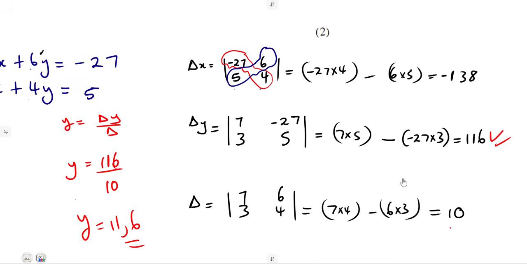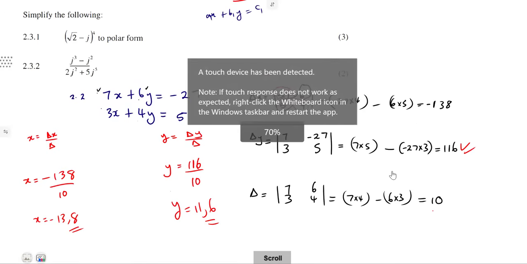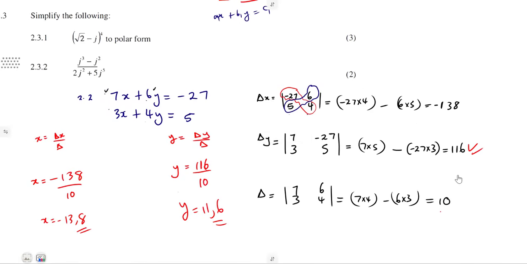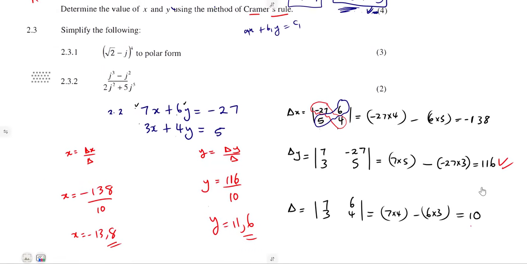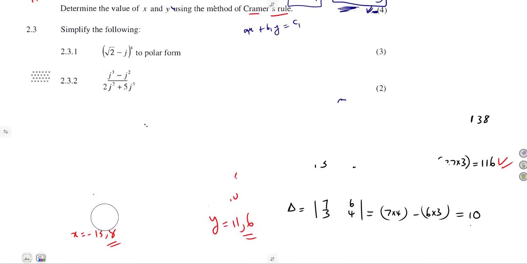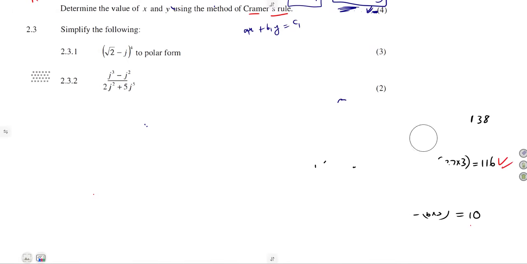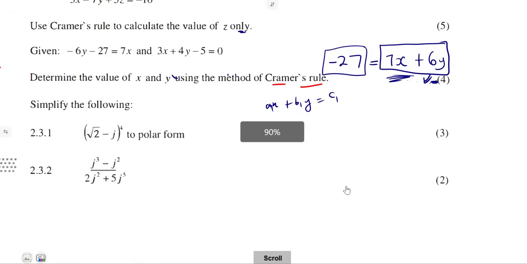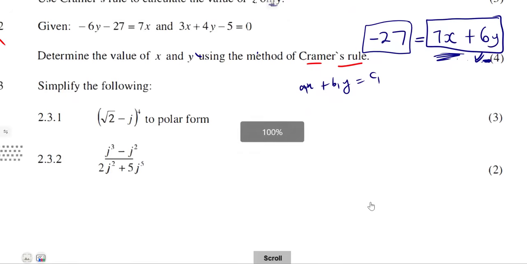So questions can be directly given. They can be in that manner. You just need to understand the concept, the basics of the question that you are given. All right, so that was our question 2.2, working with Cramer's rule, as we had the first part where there were 3 unknown values, though we had to calculate the value of z only.